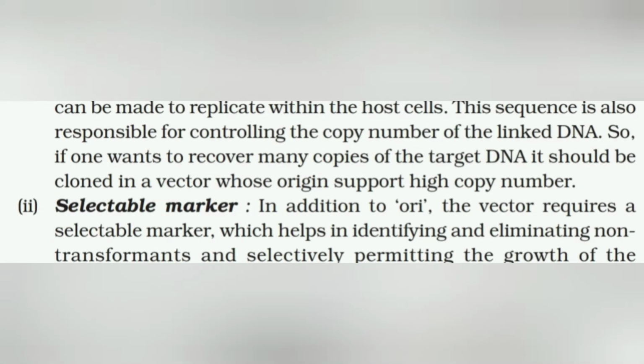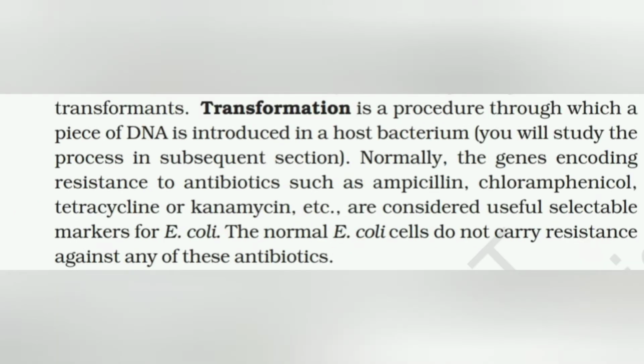This sequence is also responsible for controlling the copy number of the linked DNA. So, if one wants to recover many copies of the target DNA, it should be cloned in a vector whose origin supports high copy number. Selectable marker. In addition to ORI, the vector requires a selectable marker which helps in identifying and eliminating non-transformants and selectively permitting the growth of the transformants.